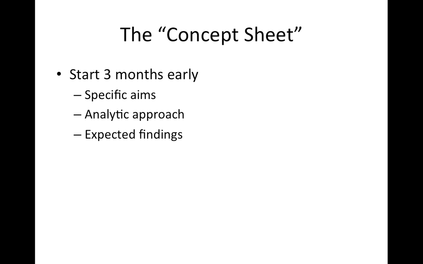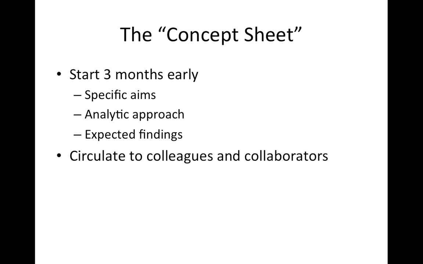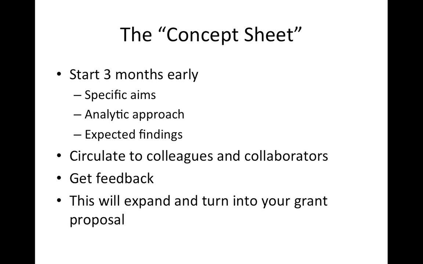And you do that not by writing, but by starting with outlines and pushing around concepts and bullet lists and things like that. So what you want to do is start early and start with something that I call a concept sheet, which is a one-page draft document that goes through things like your specific aims, a bit of the relevant background, a summary of the analytic approach, and your expected findings, and it does these things in point form. And what you can now do is take your concept sheet and circulate it to your mentors and colleagues and collaborators and get feedback on those key points that will ultimately turn into the grant proposal.